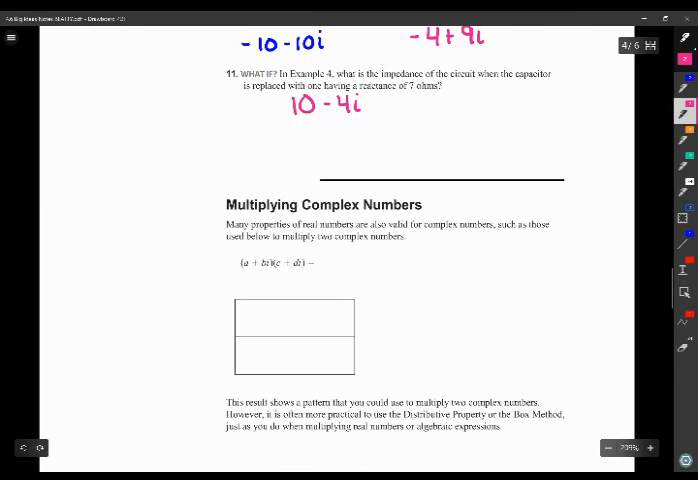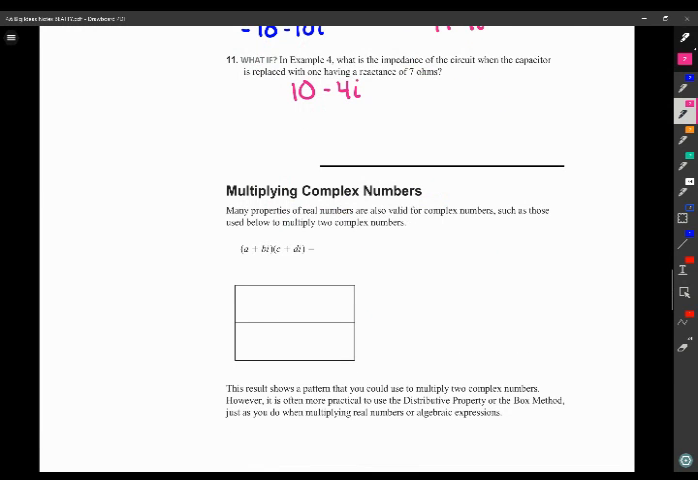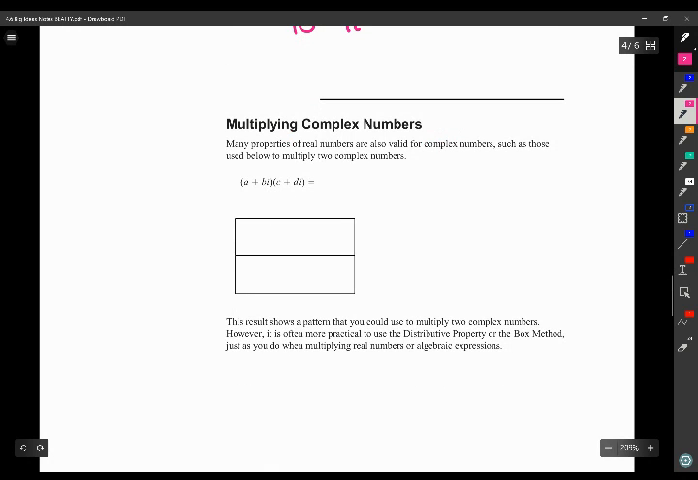And then the next thing that we're going to do is talk about multiplying complex numbers. And when we multiply complex numbers, it's the same as what we did when we multiplied with binomials. So we're going to have a and bi in one spot and c and di in the other spot. And remember that these are variables. So when you multiply, they're just going to be multiplied together. So this is a times c.